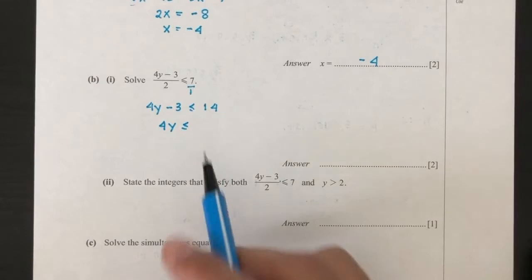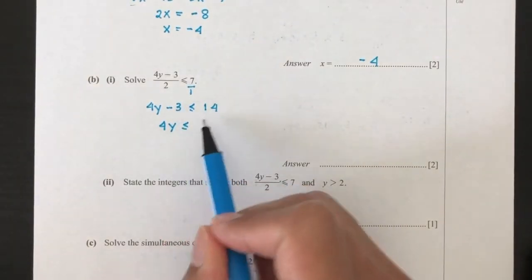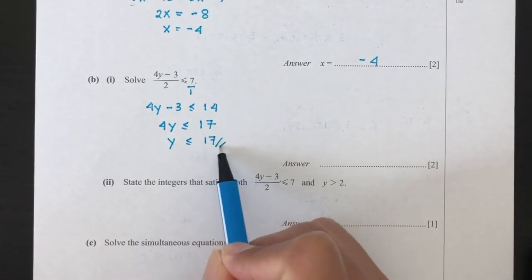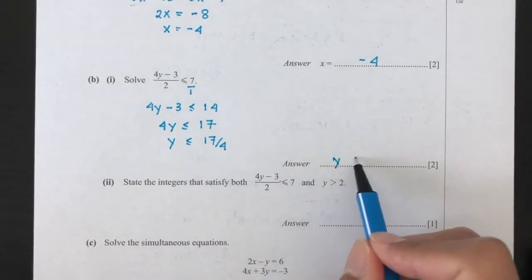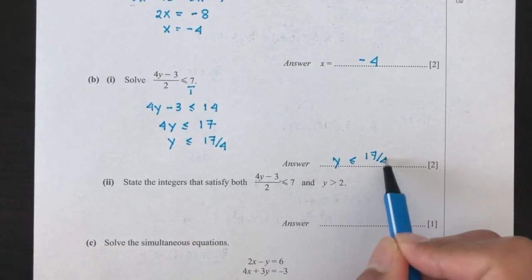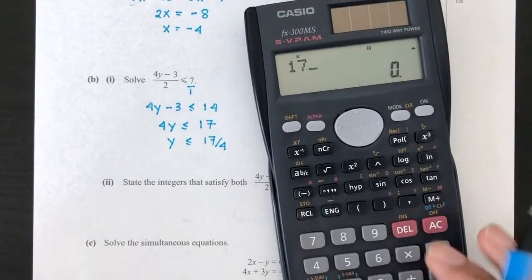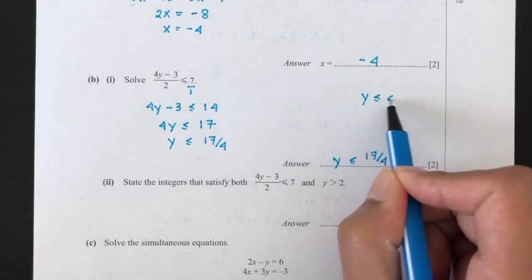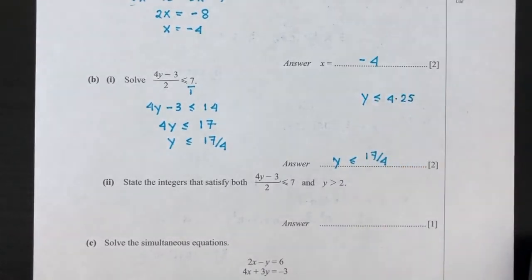You will have 14 plus 3 will be 17. So y will be 17 divided by 4. So what is the value of 17 divided by 4? That will be 4.25. So you can write this as well if you want to.